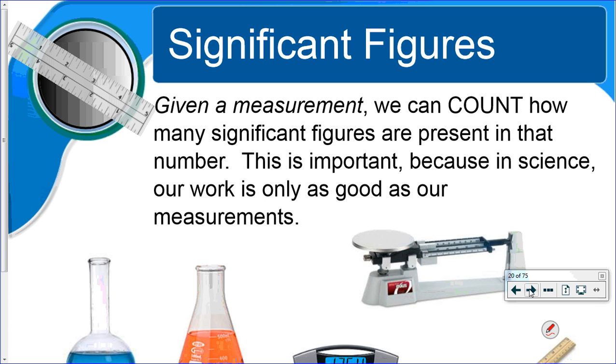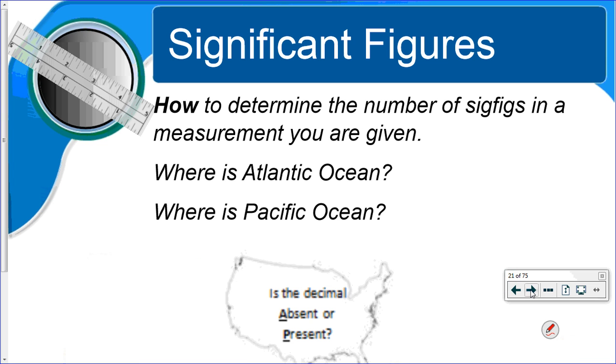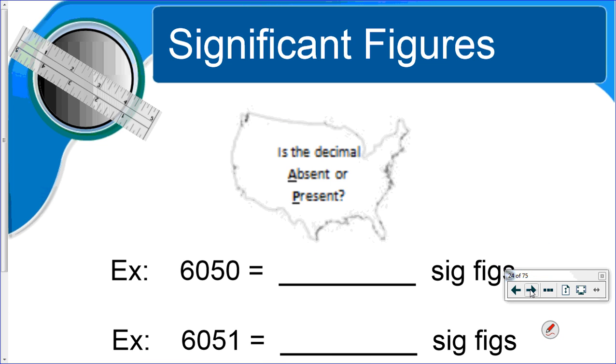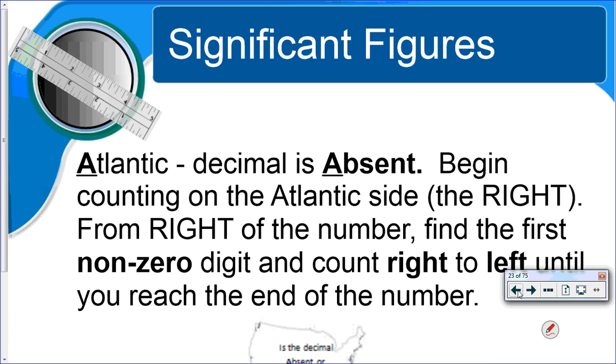All right. So given a measurement, we can count how many sig figs are present in any number. Listen to this. How do we determine the number of sig figs? In your books, it says P for the Pacific Ocean, but I'm going to stick to the hand. There's a picture of a hand, and you're going to make a P. There's my P. With my left hand. Everybody make a P with your left hand.